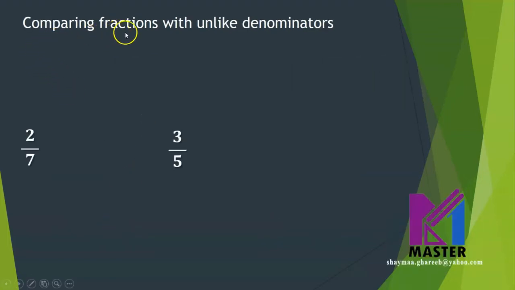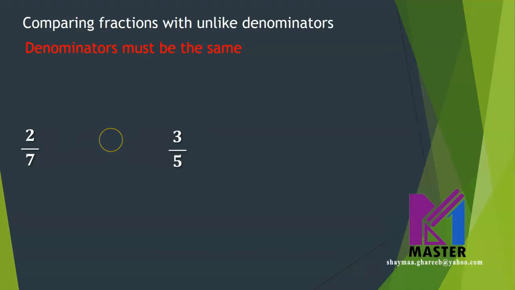Now, comparing fractions with unlike denominators. Look at these two fractions. They both have different denominators. When I have two fractions with two different denominators, the first step I have to do is to change the denominators to be the same. I have to change the denominators to be the same.